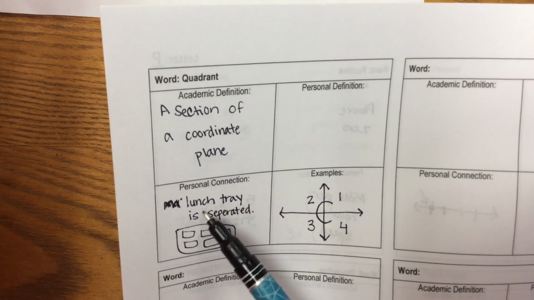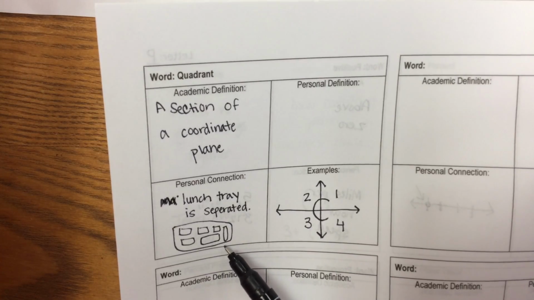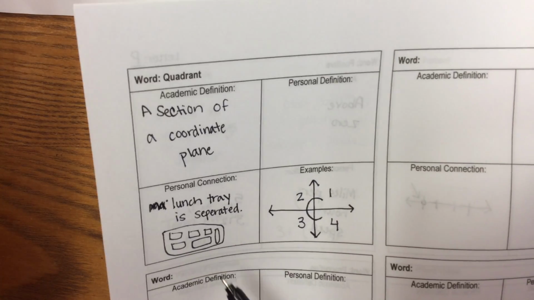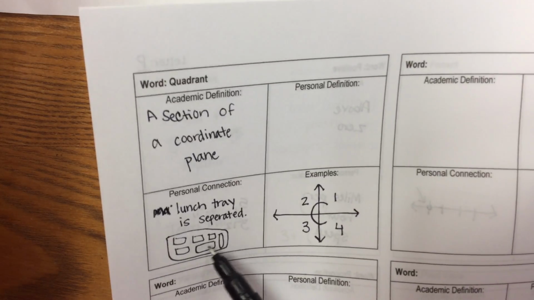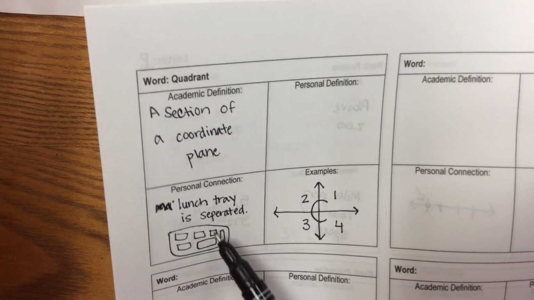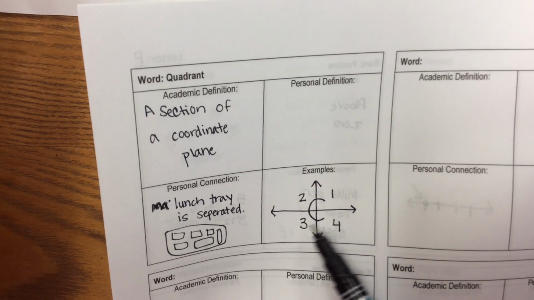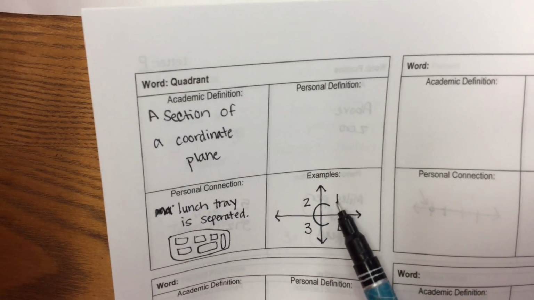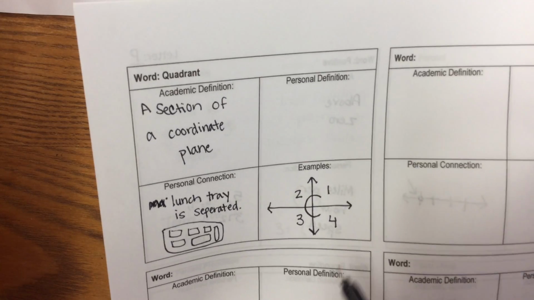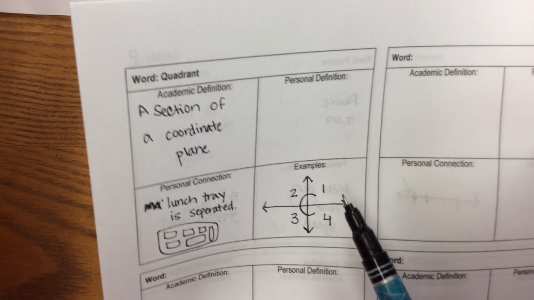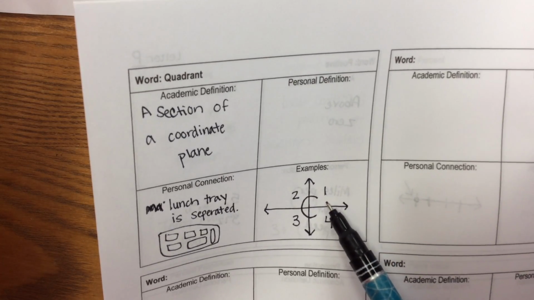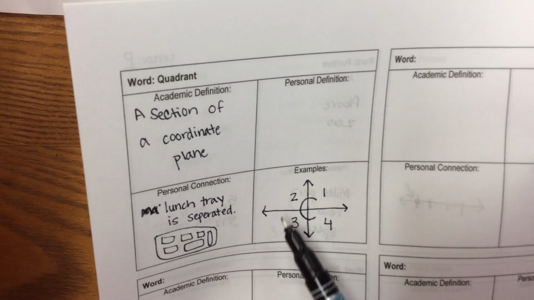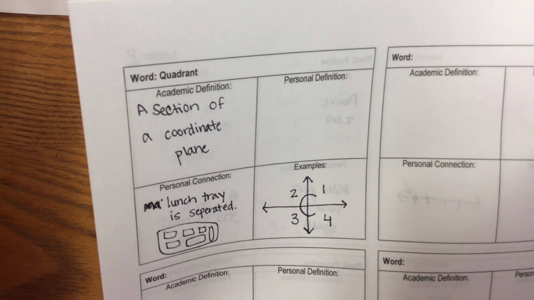Okay, and it's kind of like how a lunch tray is separated. So this is supposed to be a lunch tray. It kind of just looks like a keyboard. Okay, but your lunch tray is separated into different parts. Okay, similarly, a graph is separated into 4 parts. 1, 2, 3, 4. Okay, and it's always 1, 2, 3, 4. When you go to Algebra 1.1 or you move on to your college math, this will still always be quadrant 1. This will always be quadrant 2, quadrant 3, quadrant 4.